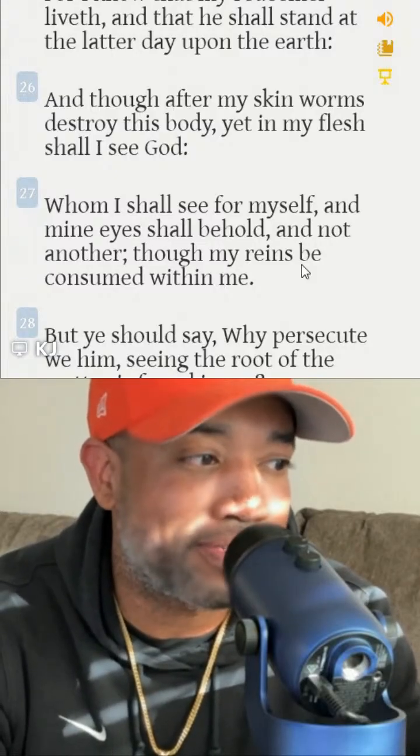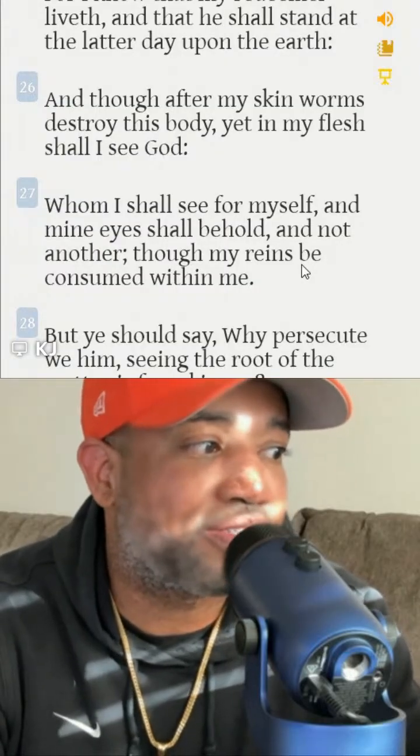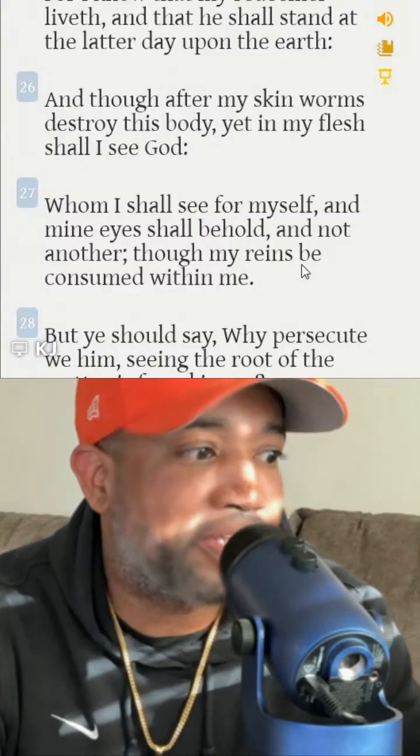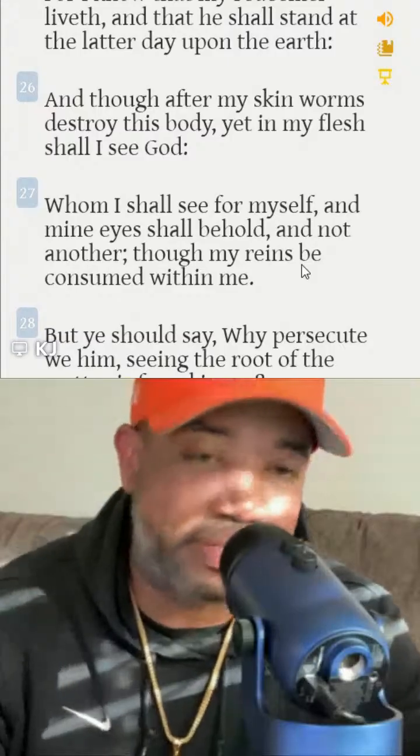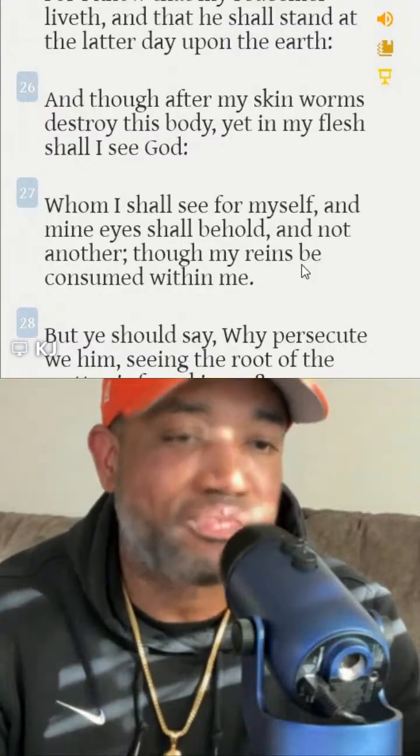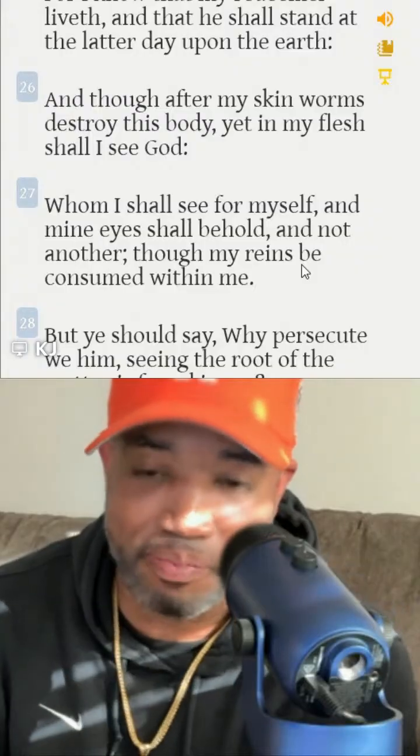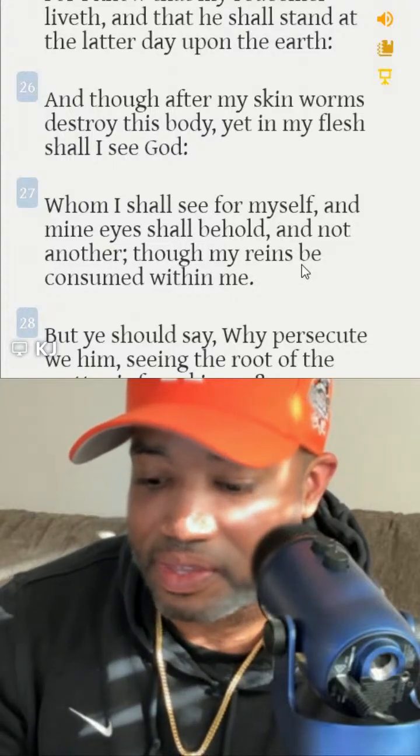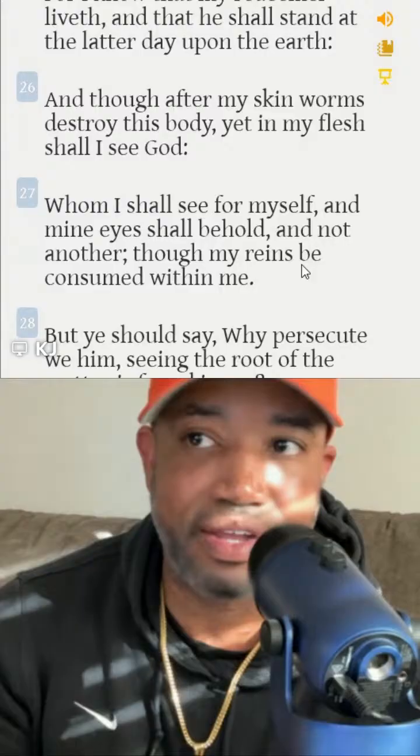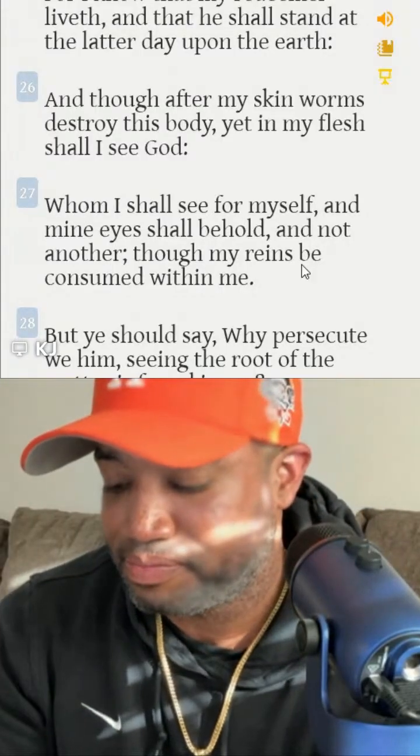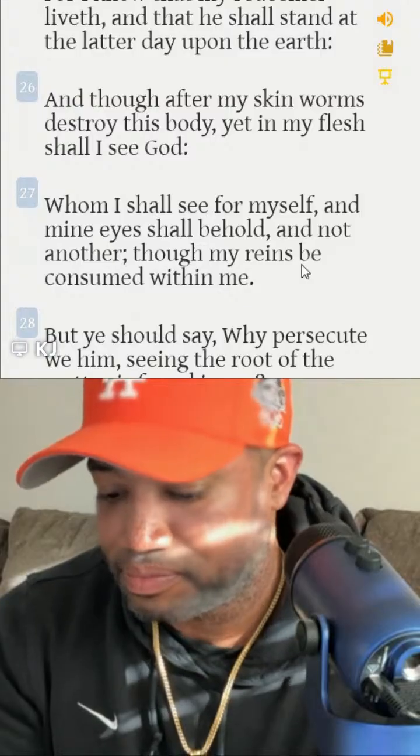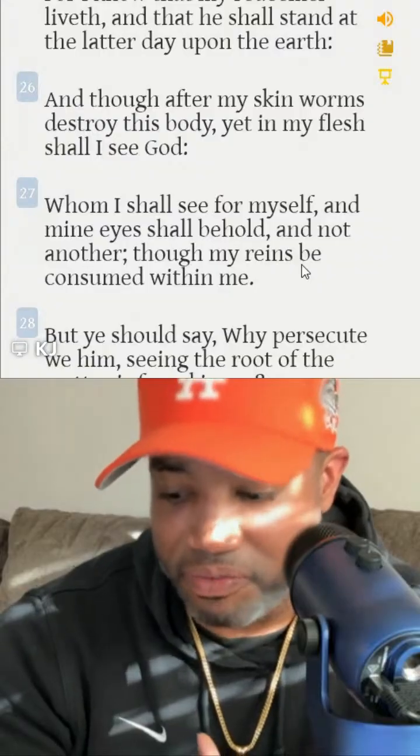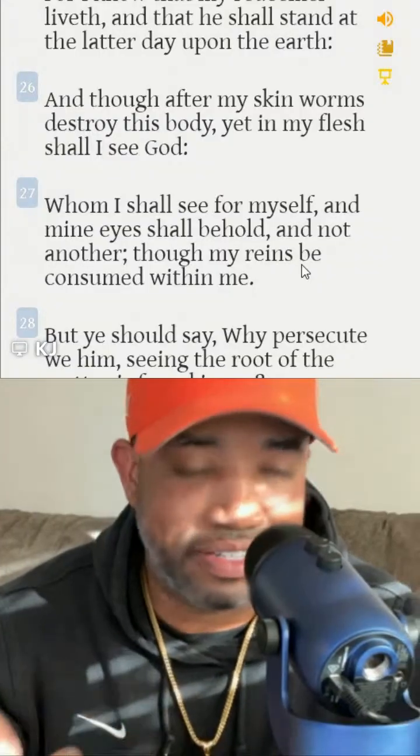Okay. Bookmark these verses. Whom I shall see for myself, and mine eyes shall behold, and not another, though my reins be consumed within me. All right. Now I'm highlighting this for a reason. As we go through the Bible and do more studies, these verses will come in handy later on. It's the expression of his faith, saying that his Redeemer will vindicate him. And like I said again, this is a foreshadowing of things to come.